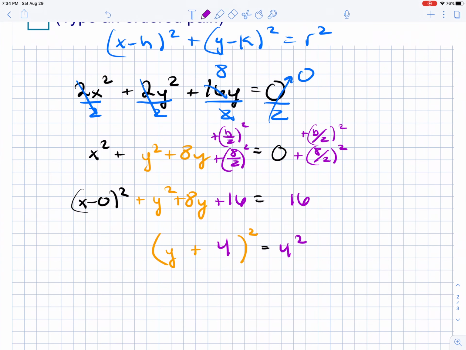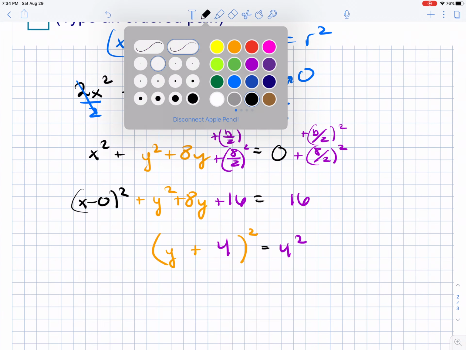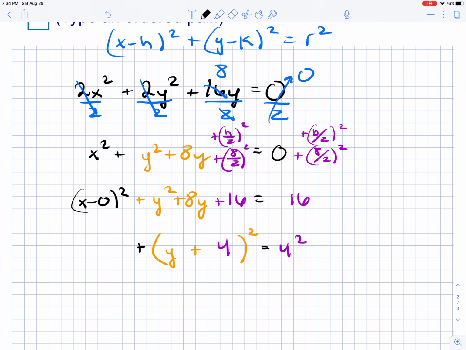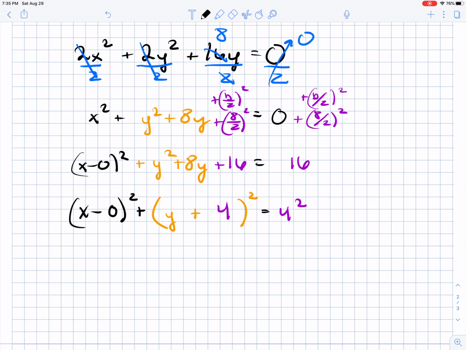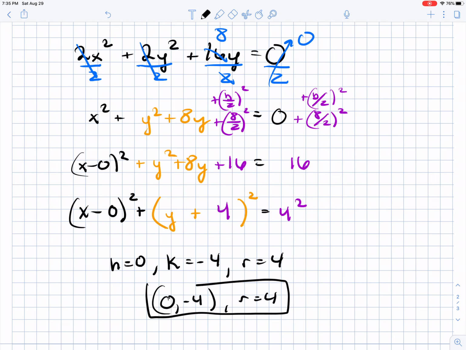Again, 16 is 4 squared. And the x just comes down. Okay. So, in this form, we can see that our h is 0, our k is actually -4, and our r is 4, all right? So the center of the circle should be (0, -4) with the radius of 4, okay?